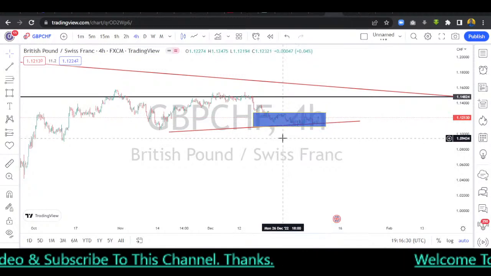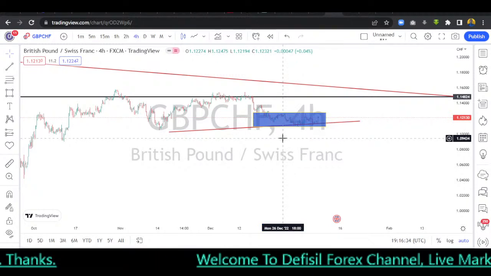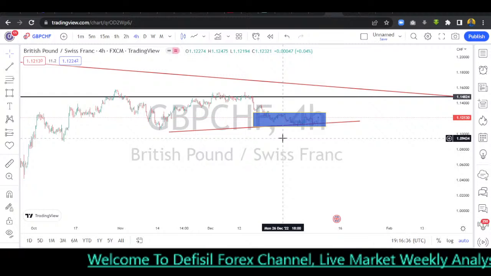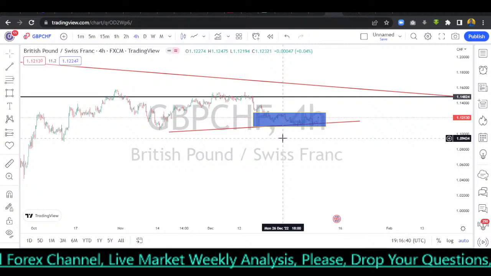Now you can see the rectangle just confirms what I mentioned, that the market seems to be in a ranging manner.